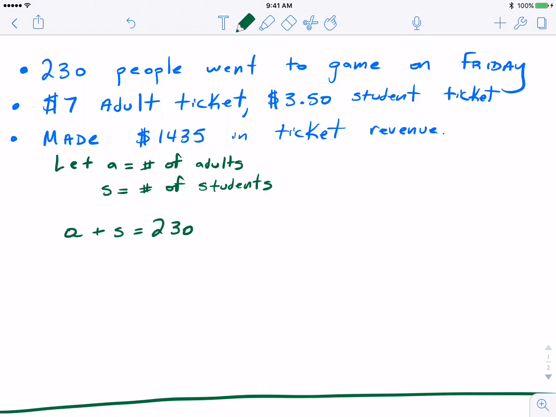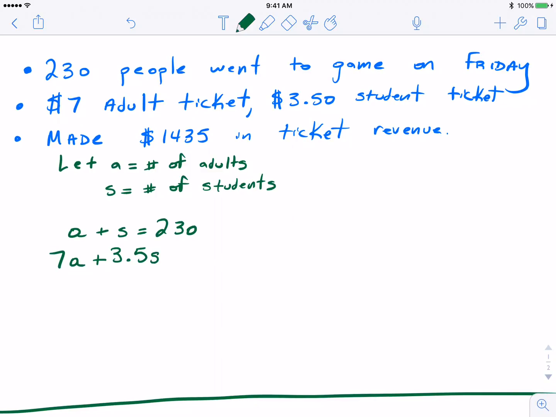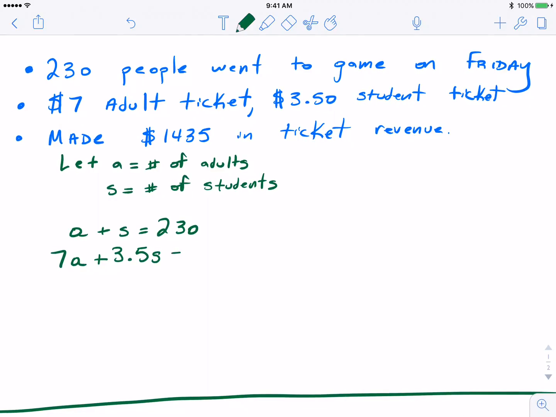Now we want to involve a money equation, something with coefficients involved. And that's going to refer to that second bullet point. If each adult that goes is paying $7, and each student that goes is paying $3.50, I'm just going to write it as 3.5 S, then altogether that should add up to our money amount of $1,435.